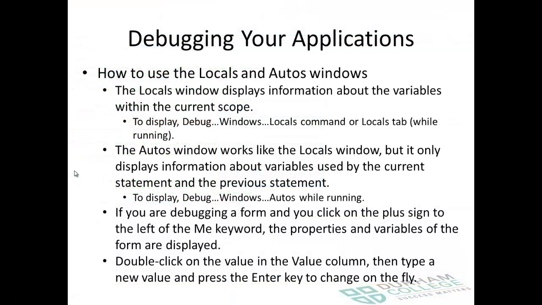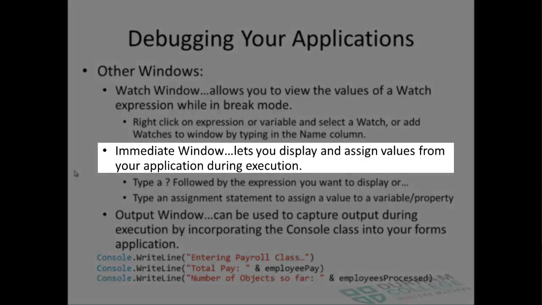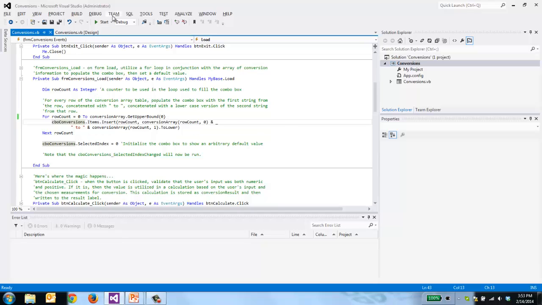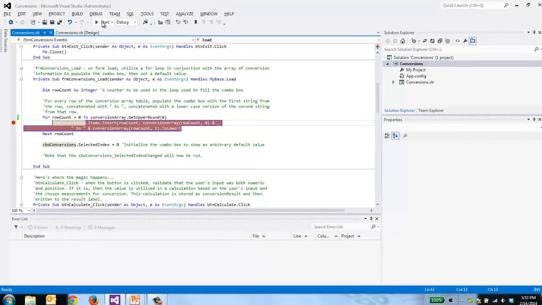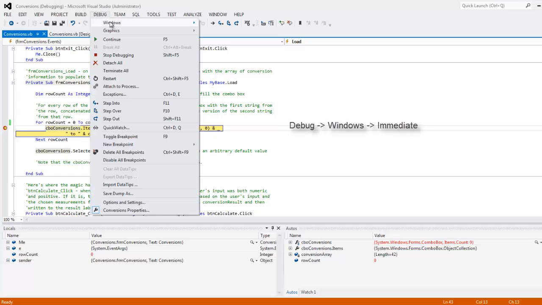So as we saw, the locals window displayed variables in the current scope. The autos window works like the locals window, but only displays information about variables used by the current statement and the previous statement. There's also what's called the immediate window. This actually lets you display and assign values during the execution. Set a breakpoint, we start the program, and we show the immediate window.